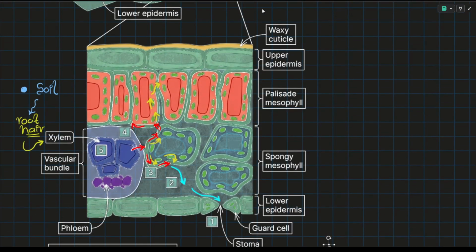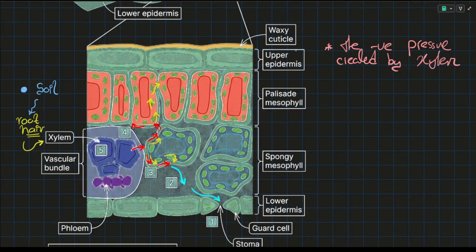Now, a key few pointers about this transpiration process that I want to give. Now, there's this negative pressure created in the xylem vessels, and this is what helps water to move up.